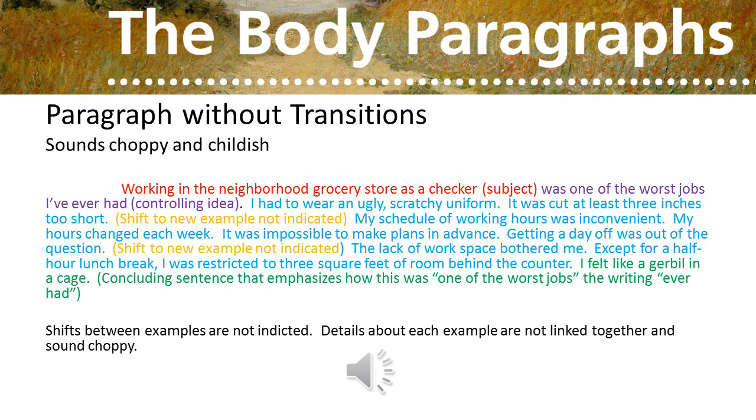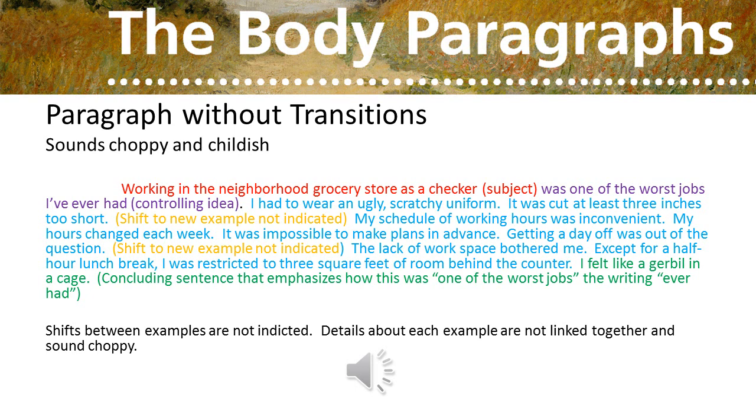In other words, this kind of basic level of linguistic sophistication, how should I say it, makes you sound credible, as though you have some mastery of language, and the assumption is mastery of the ideas that are going into the language. So let's take a look. As you can see, the topic sentence: working in the neighborhood grocery store as a checker. Subject: was one of the worst jobs I've ever had. The controlling idea. Again, the details are in blue. Where we have the yellow is where transitions should be, but they are not.